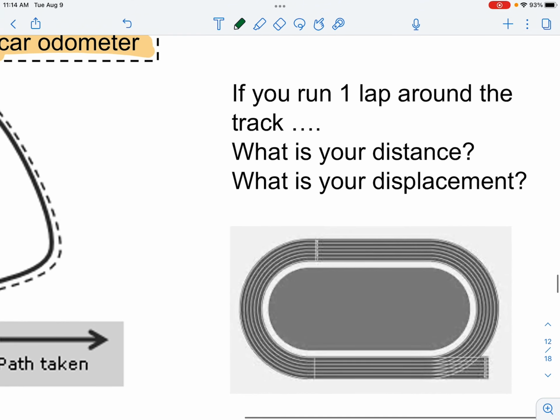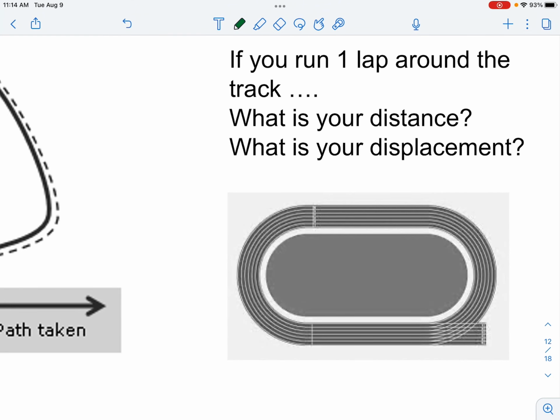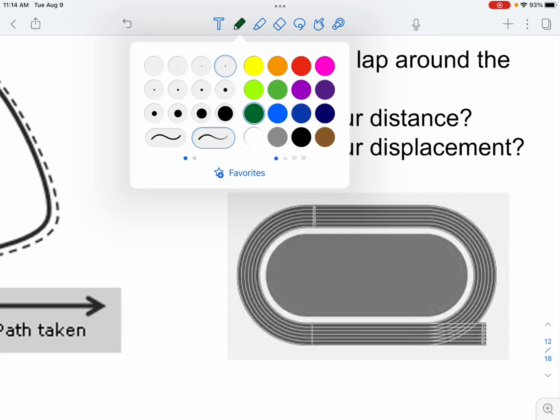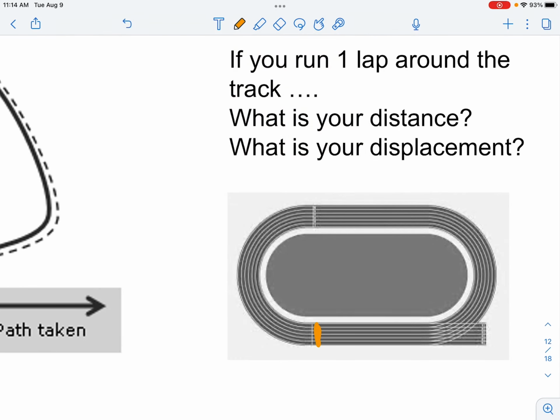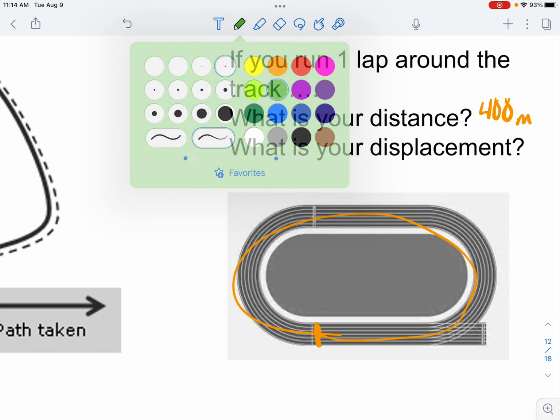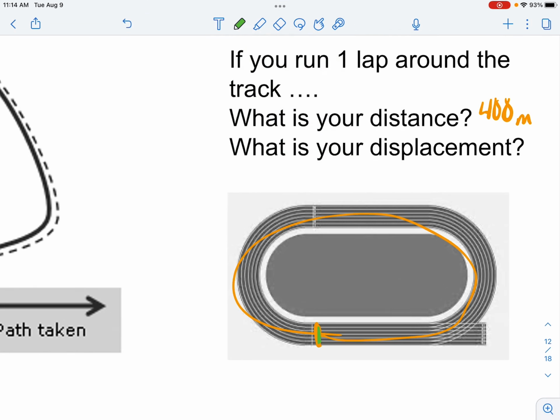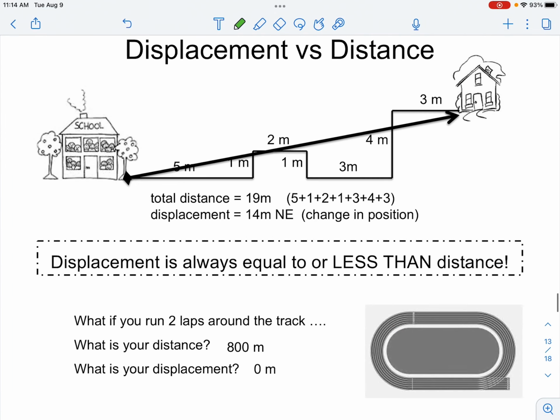Now we're asking a question here. If you run 1 lap around the track, what is your distance? Remember, your distance is your total yardage. So if you're not familiar, if I start here, 1 complete lap around the track, that's 400 meters. But if it's asking me for my displacement, it's going to be where I started compared to where I ended. And since it's the same place on the track, that would be an answer of 0 meters. This is not a trick question. This is a vocabulary question. So make sure you know the difference between the two.